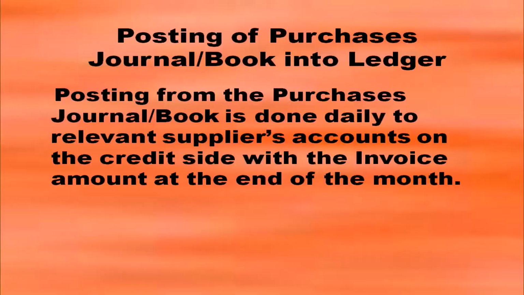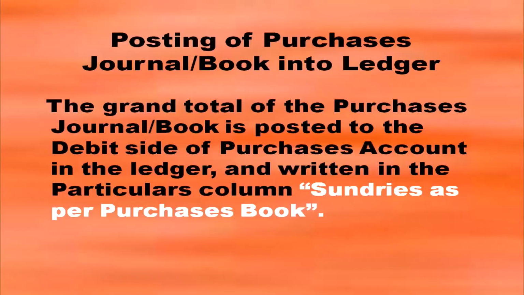Coming to the posting of purchases journal into ledger. Posting from the purchases book is done daily to relevant suppliers' accounts on the credit side with the invoice amount. At the end of the month, the grand total of the purchases book is posted to the debit side of purchases account in the ledger and written in the particulars column as sundries as per purchases book.